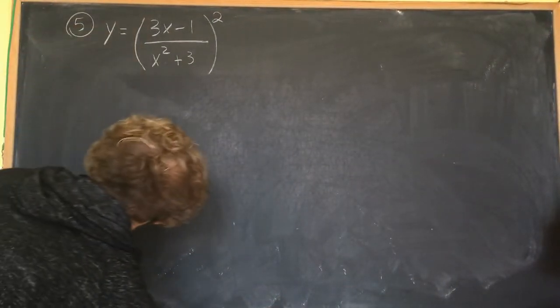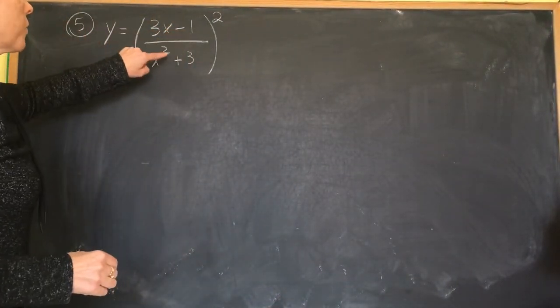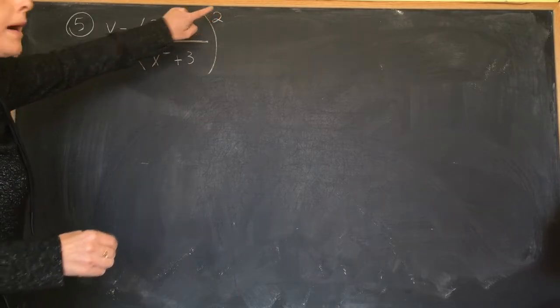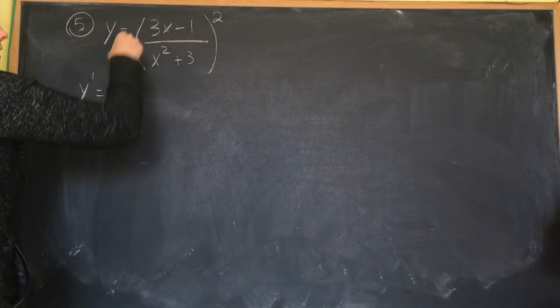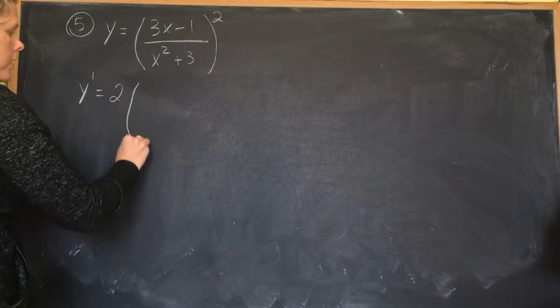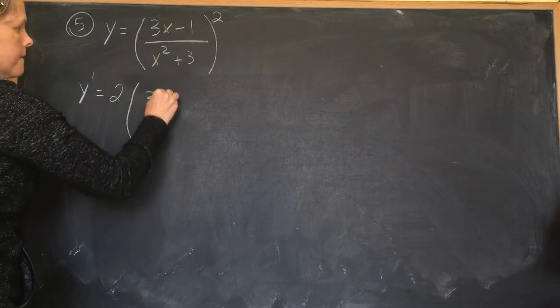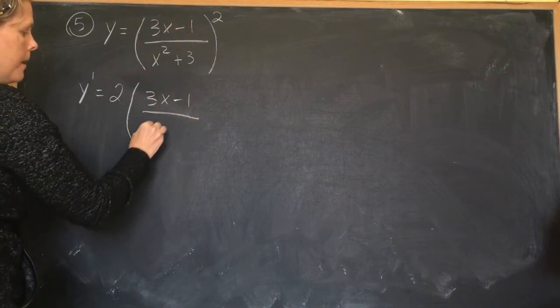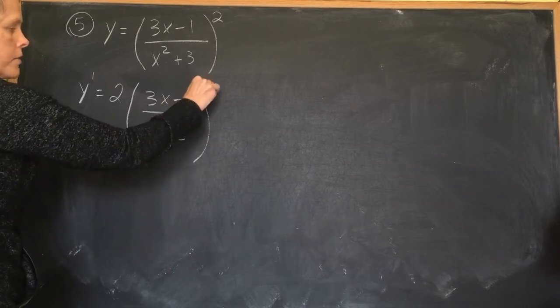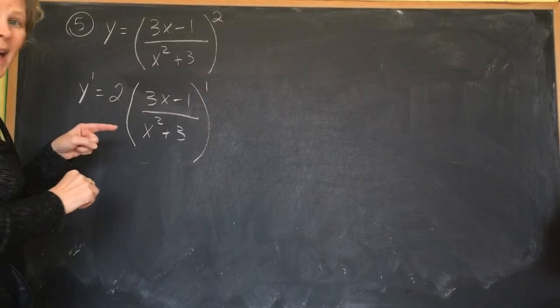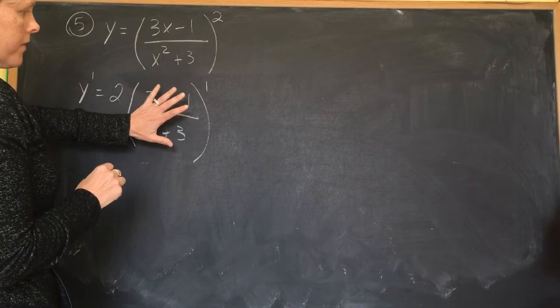All right, to example 5. All right, we get 3x minus 1 over x squared plus 3 all to the 2nd power. All right, so the first thing I'm going to do is I'm going to power that 2 down. So 2 goes out front. I'm going to rewrite this whole thing. 3x minus 1 on the top, x squared plus 3 on the bottom, all now to the first power. So I powered down.